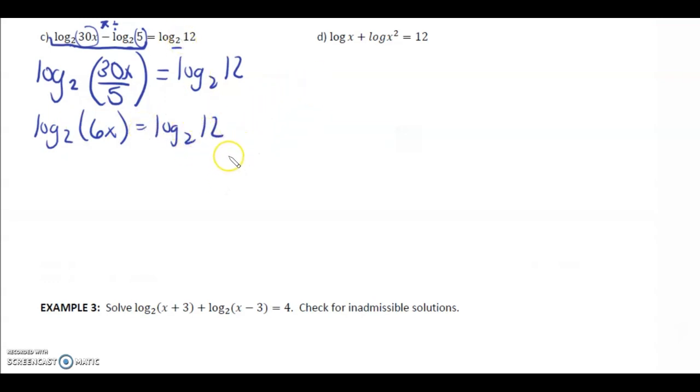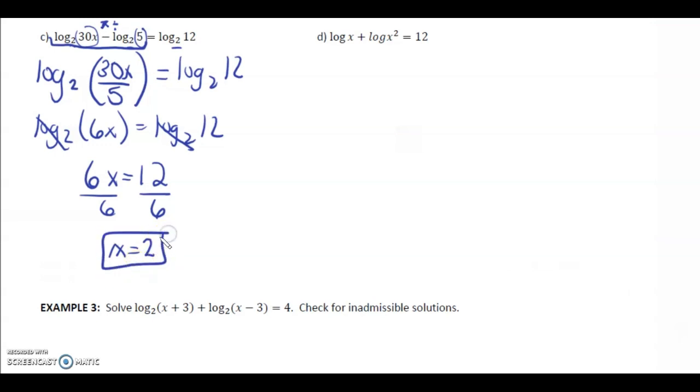Okay, now we have one expression on the left-hand side, one expression on the right-hand side. Both are log base 2. So let's go ahead and equate 6x equals 12. Okay, divide both sides by 6. We get 12 over 6, so x equals 2.